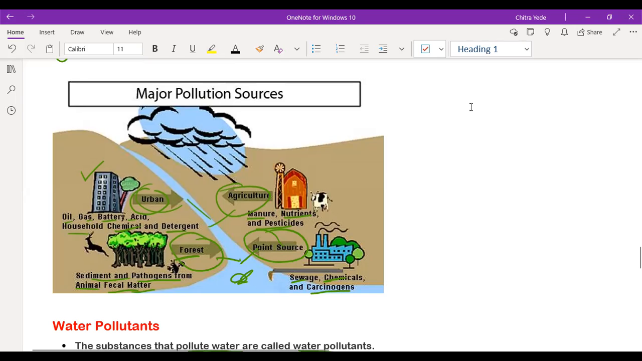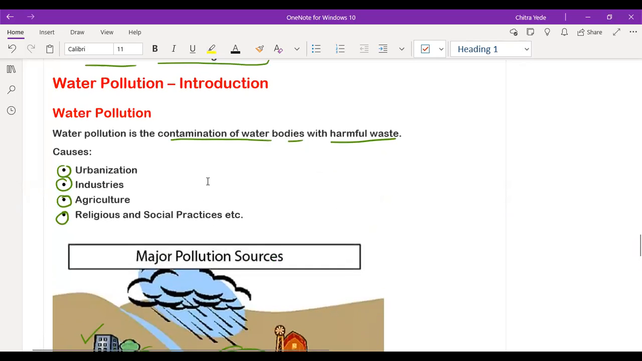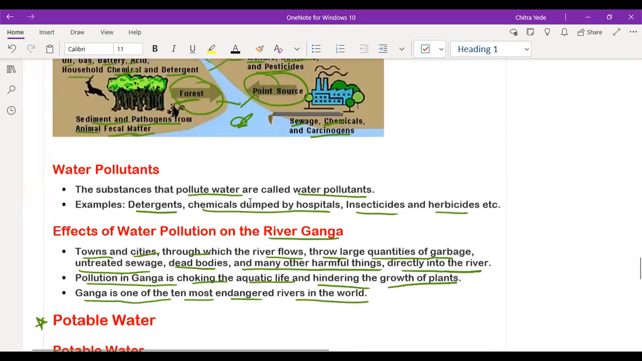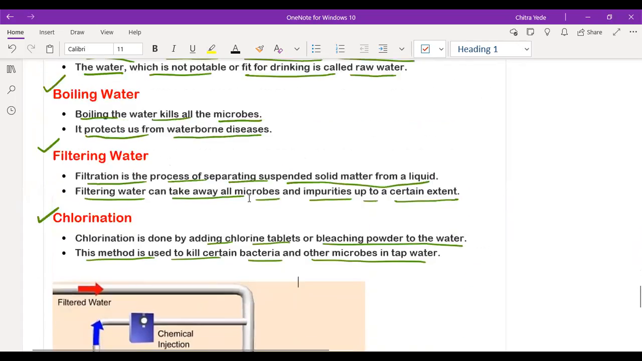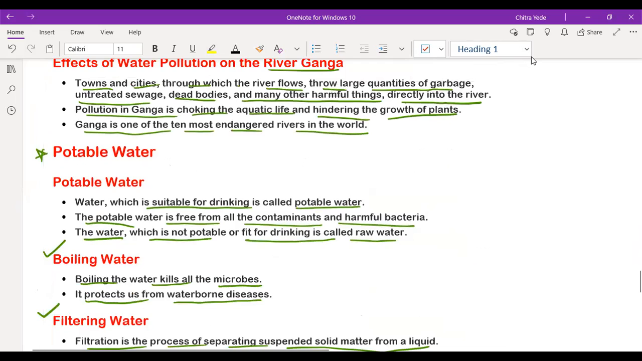Okay, everyone? Yes, sir. So this is all about water pollution. Now check if you have any doubt. Just go through your textbook and ask me if you have any doubt, beta.